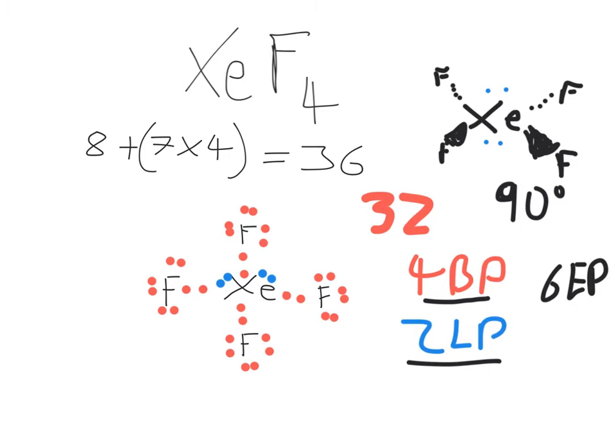And this is square planar. So it's a square shape in one plane. So it's flat. Square planar.